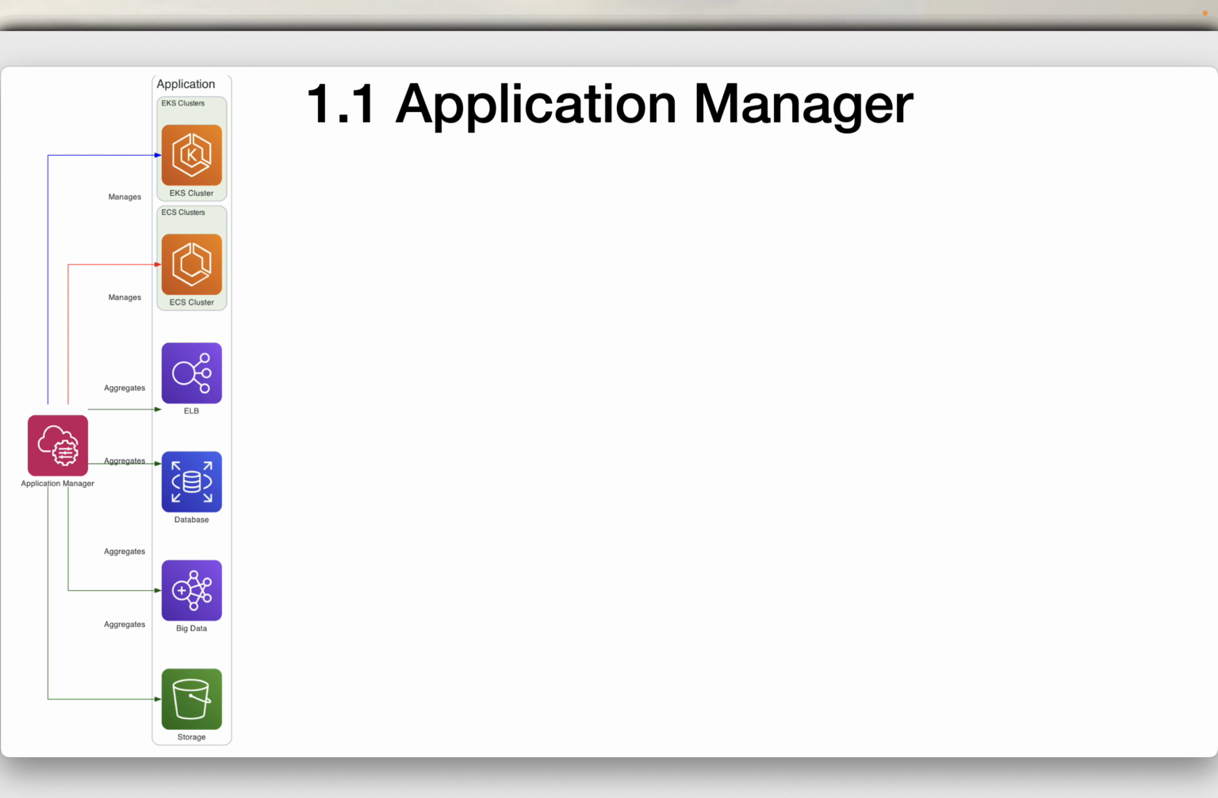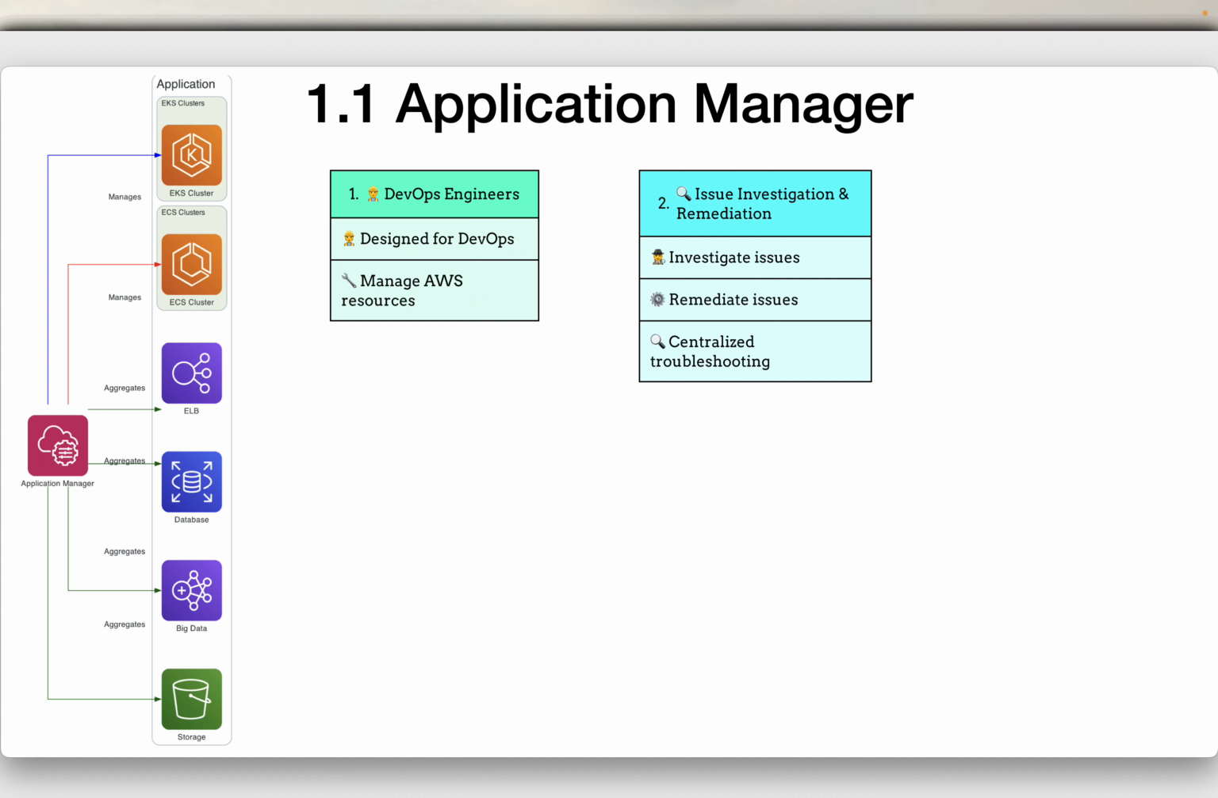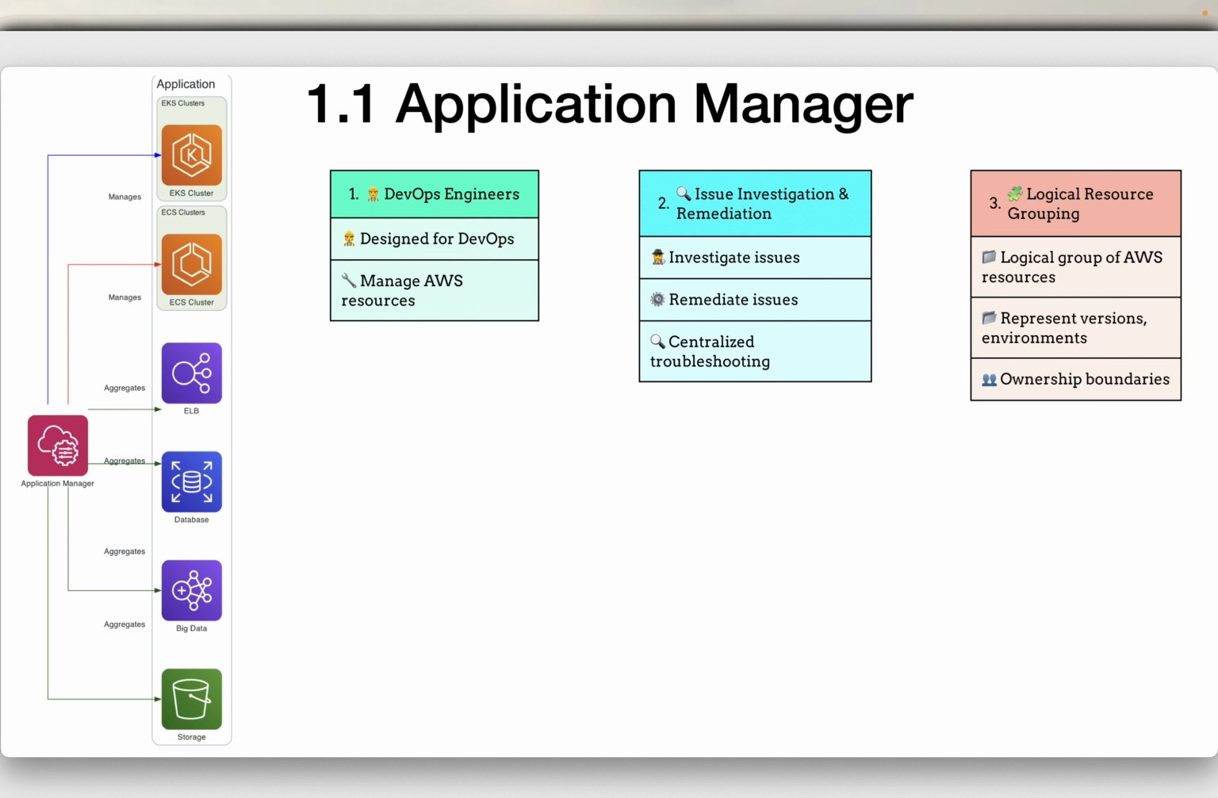Okay, first is Application Manager. Application Manager is a tool specifically created to assist DevOps engineers in managing their AWS resources effectively. It allows DevOps engineers to investigate and remediate any issues that may arise with their AWS resources, providing a centralized platform for troubleshooting. In Application Manager, an application is a logical grouping of AWS resources that can represent different versions, ownership boundaries, or developer environments, making it easier to manage and operate these resources as a cohesive unit.